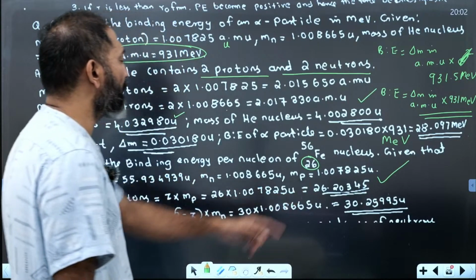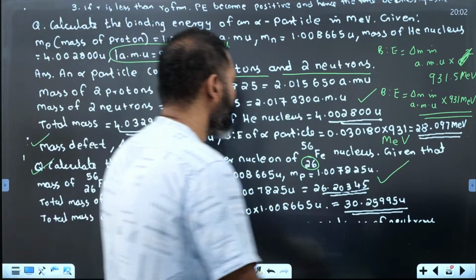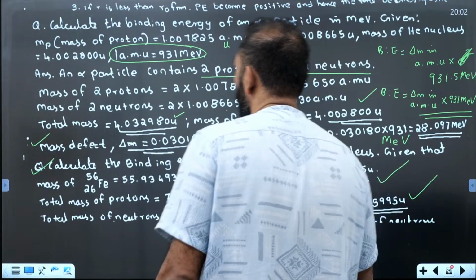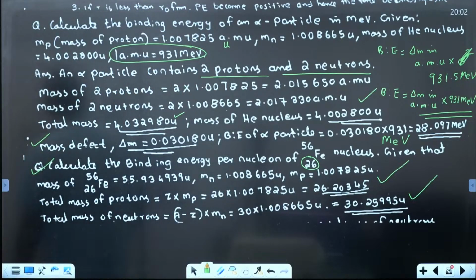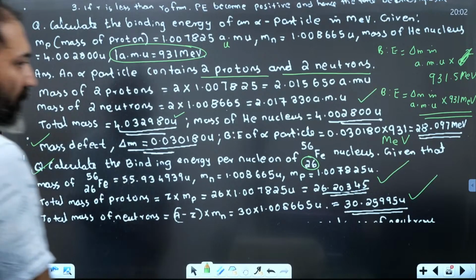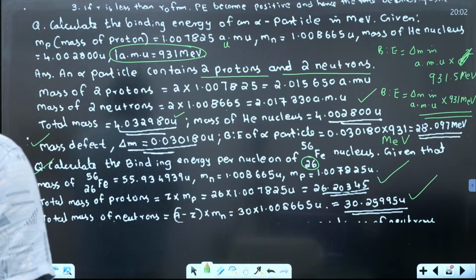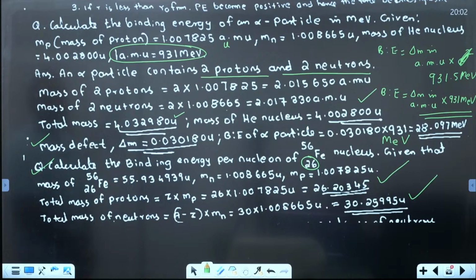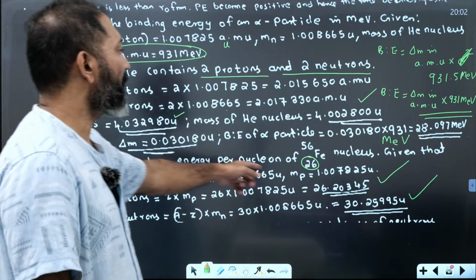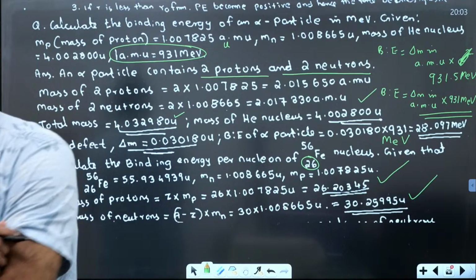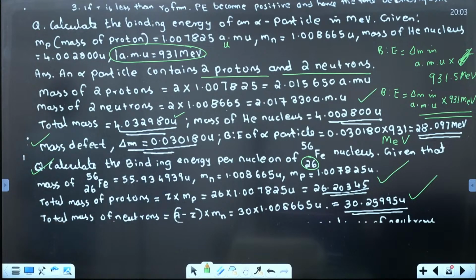If you solve that, you will get the total mass of neutrons. Then you will find out the total mass of the nucleons. That minus the actual mass will give you the mass defect in AMU. That into 931.5. The data is not given for what to take for 1 AMU, so you should take the standard value, which is 931.5 MeV.